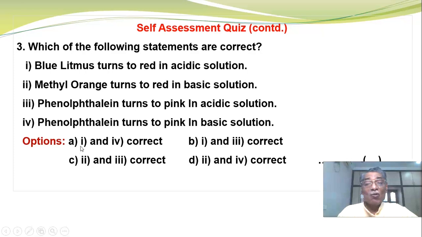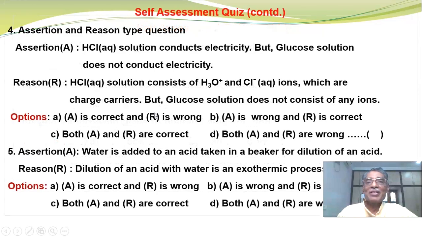Options. Option A. 1 and 4 correct. Option B. 1 and 3 correct. Option C. 2 and 3 correct. Option D. 2 and 4 correct. Choose the right option. Now, assertion and reason type questions. Assertion. HCl aqueous solution conducts electricity, but glucose solution does not conduct electricity. Reason. HCl aqueous solution consists of H3O+ and Cl- aqueous ions which are charge carriers, but glucose solution does not consist of any ions.